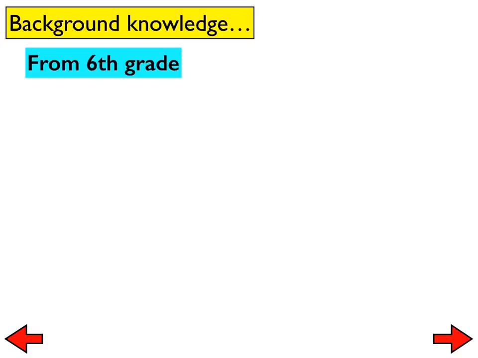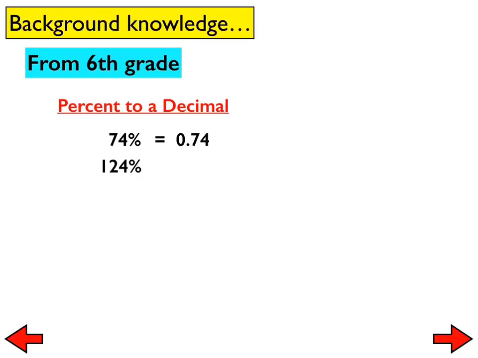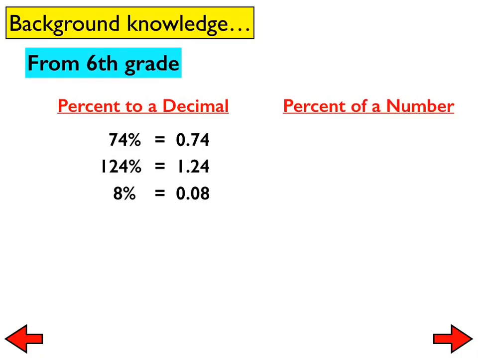Okay? So a little bit of background knowledge, same as yesterday from 6th grade. You learned how to convert a percent to a decimal. So just really quickly, tell me what this would be as a decimal. 0.74. How about this one? 1.24. Good. And then this one? 0.08. And then yesterday we learned percent of a number where you multiplied 0.62 times 120, which would give you that 74.4. So far, so good, right?